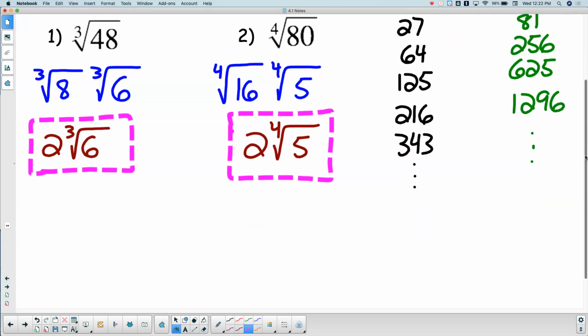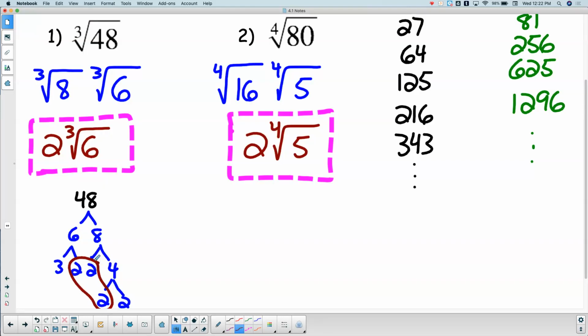If you didn't see those, you always have this. But now I need 3 of them in my pairing to get one to the outside. So that's where the 2 goes on the outside, and the other 3 and 2 make the 6 still on the inside.